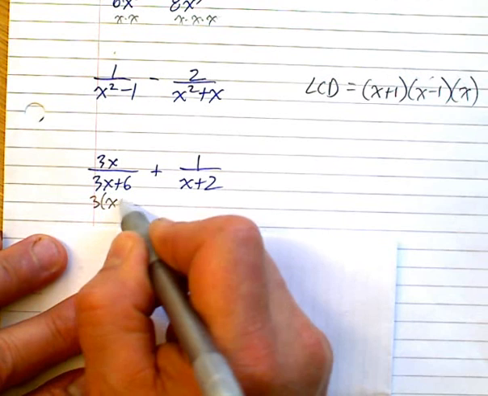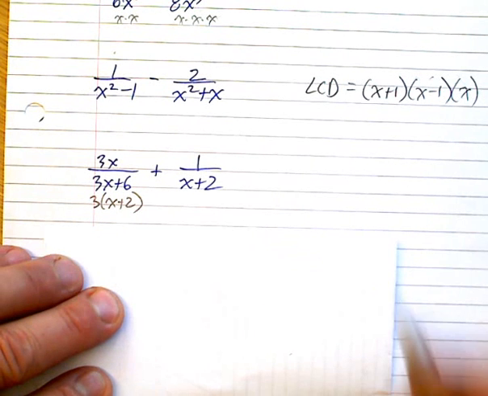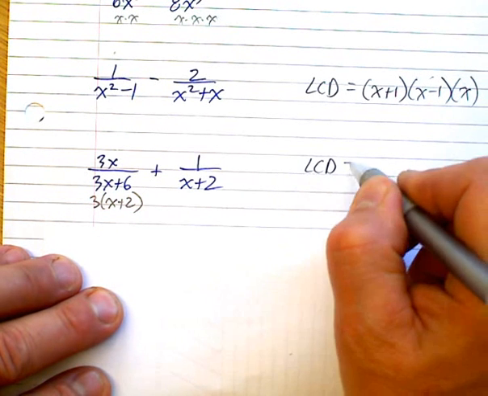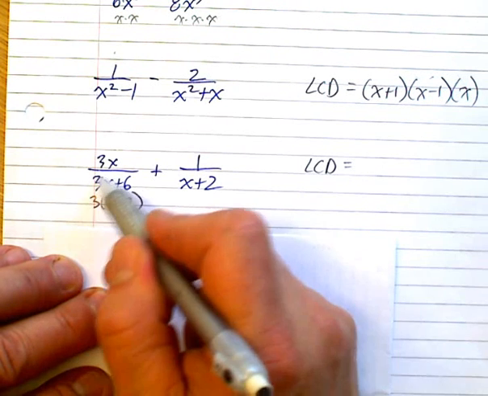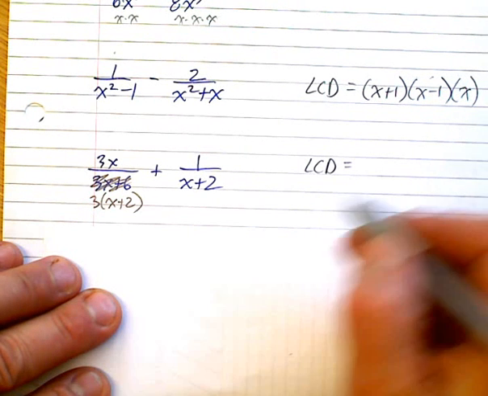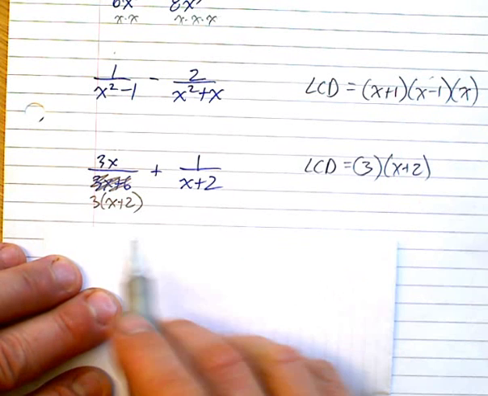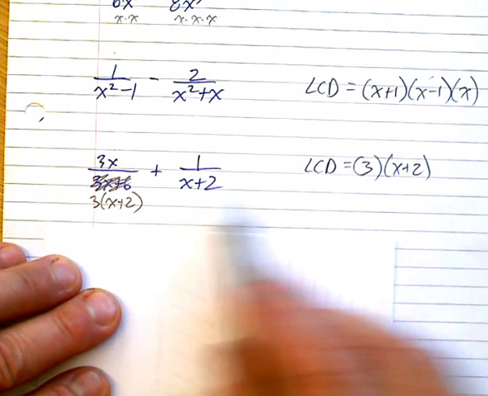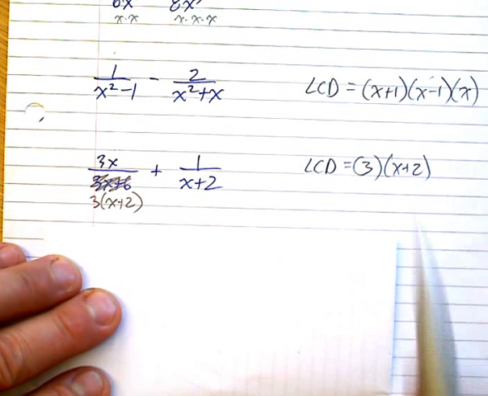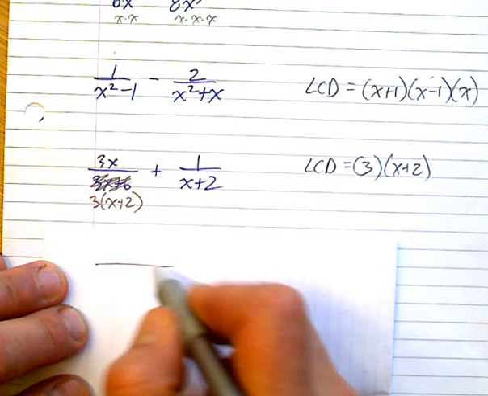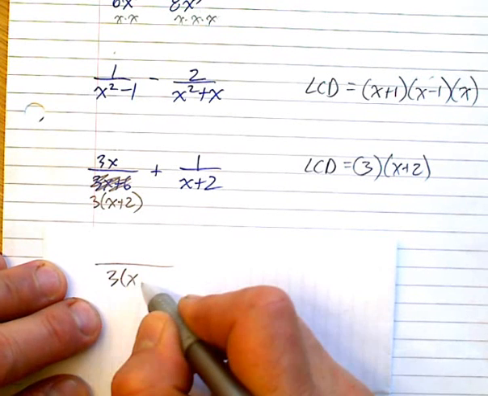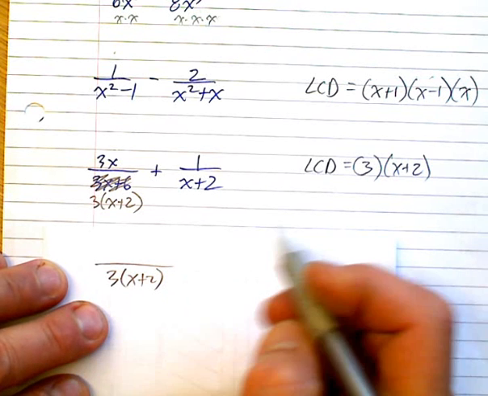All right, so now you're looking at your LCD. What's in the bottom? Well, I've got a 3. Okay, I need to include a 3. I have an x plus 2. Okay, I've got to include an x plus 2. What do I have over here? I've got the x plus 2. Oh, it's already included. Boom, there it is. So my common denominator, 3 times x plus 2.